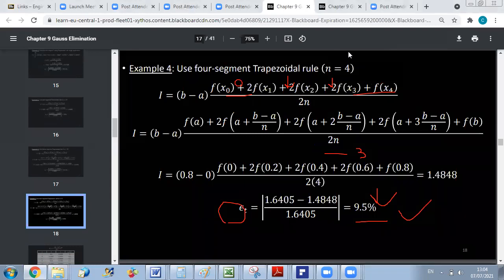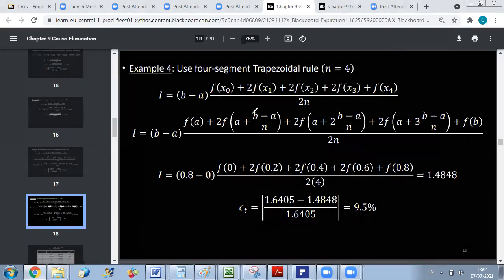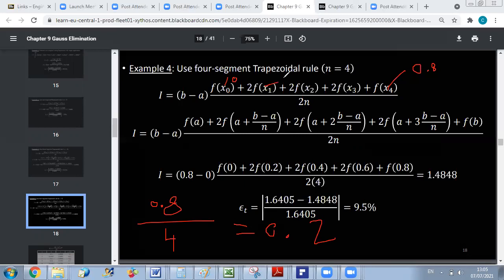So let us use now the 4-segment trapezoidal rule. For n equals 4, I will get the following. I have 5 points now, x0, x1, x2, x3, and x4. x0 is 0, of course, the last one is 0.8. To know the length of each segment, I say it's 0.8, the initial width, over the number of segments, which is 4, which is equal to 0.2. So then x1 will be 0.2, x2 will be 0.4, and x3 will be 0.6.